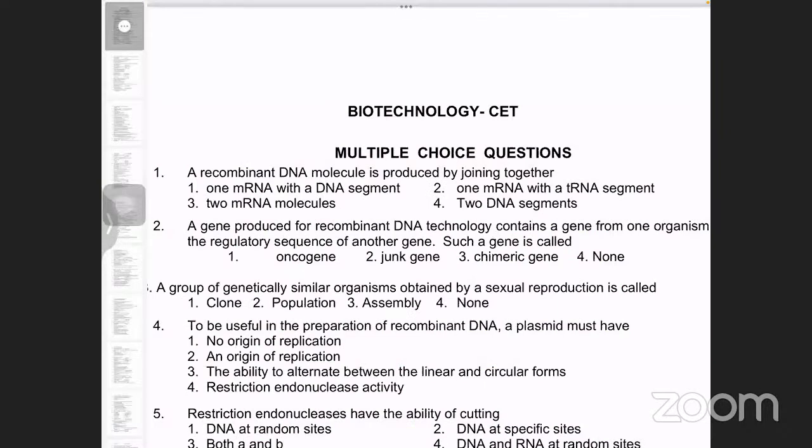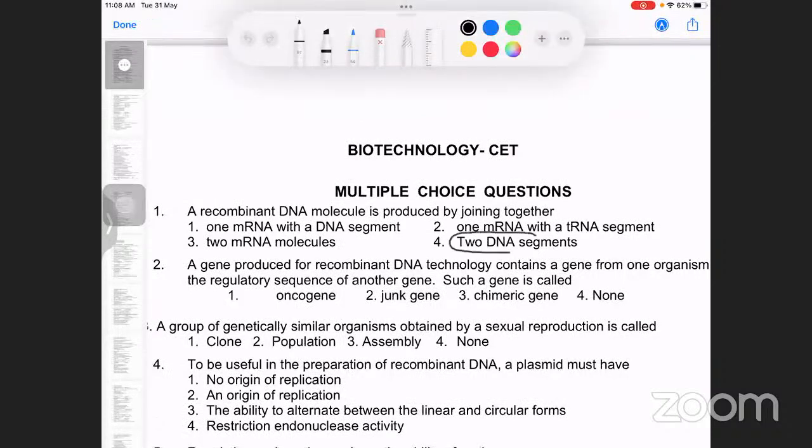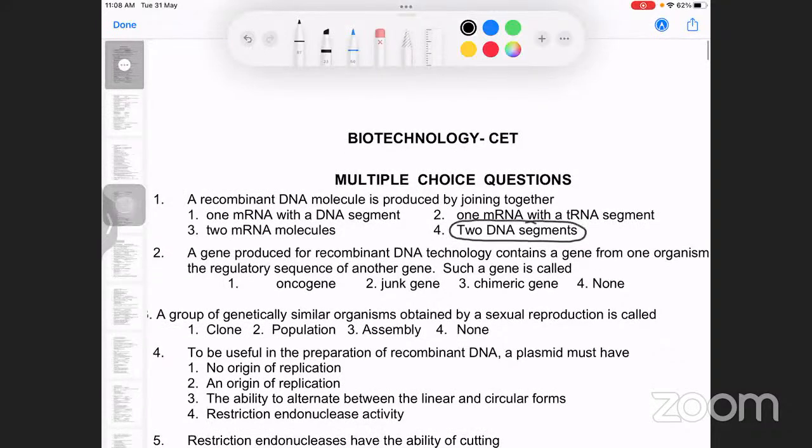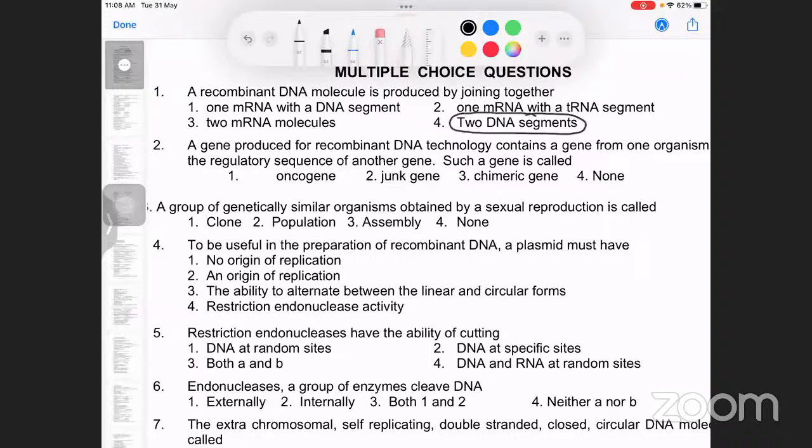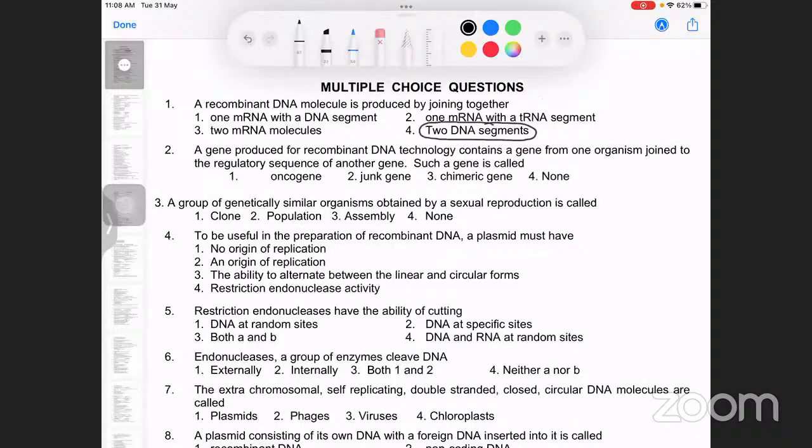Recombinant DNA is produced by joining two DNA segments. Is that clear? A gene produced for recombinant DNA technology contains a gene from an organism joined to a regulatory sequence of another gene. Such a gene is called as: oncogene, junk gene, chimeric gene, none.